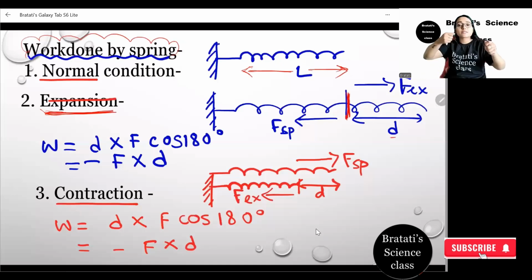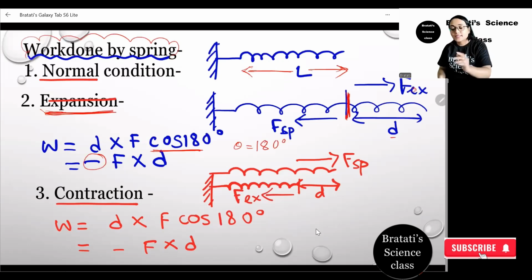But when we are expanding, according to the laws of motion, the object wants to remain at its own position. So the spring force will act in the opposite direction. This is F spring, which is acting opposite to the external force applied on the spring. So theta here is considered as 180 degrees, and the value of cos 180 degrees is minus 1. As the spring force is opposite to the external force, the work is done but in negative.